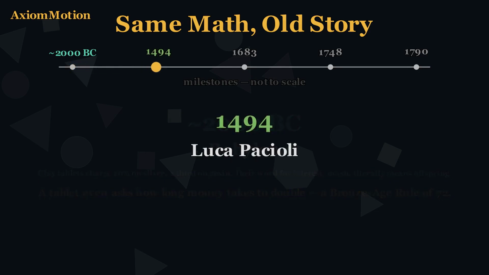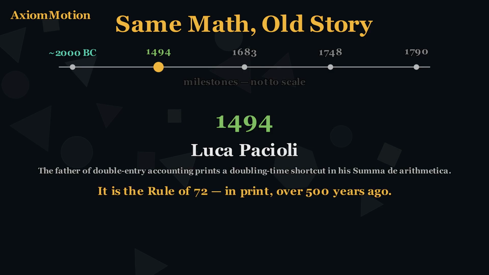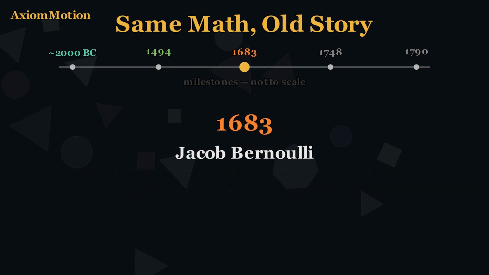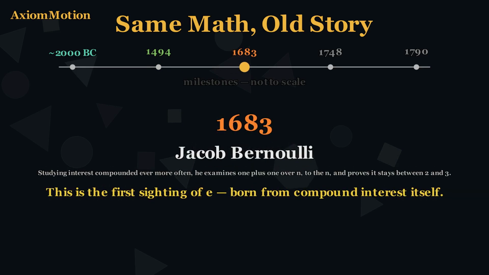Jump to 1494. Luca Pacioli, the father of modern accounting, prints a doubling time shortcut in his great arithmetic textbook. It is the rule of 72 in print more than 5 centuries ago. 1683: Jacob Bernoulli is studying interest compounded more and more often. He examines (1 + 1/n)^n, and proves it settles between 2 and 3. It is the very first sighting of e, discovered fittingly inside compound interest itself.